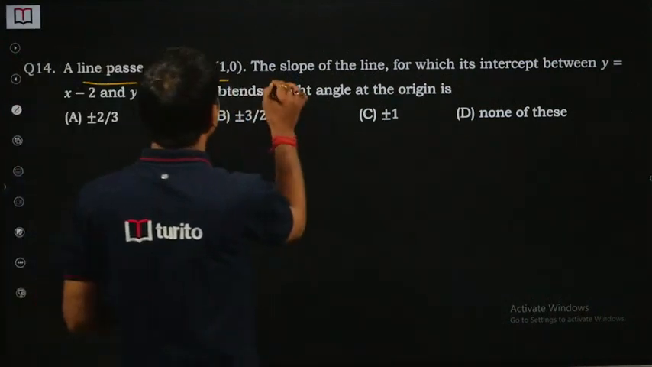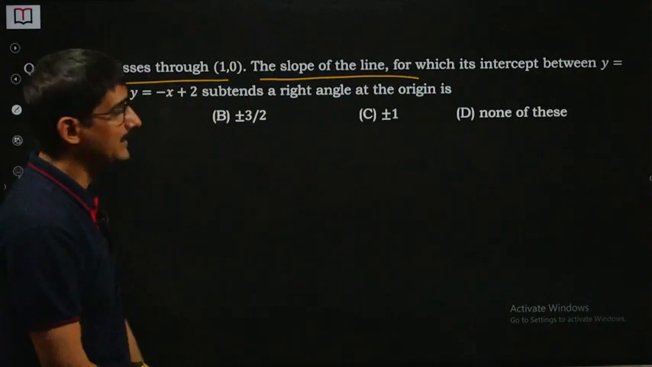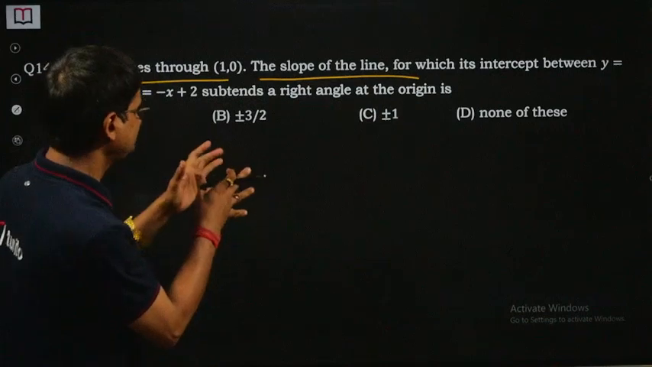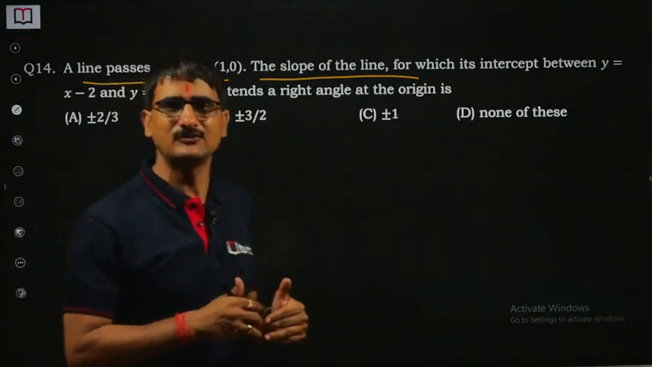A line passing through this point; find the slope of the line for which the intercept between this and this subtends a right angle at the origin. Here again, what I did, I used homogenization. We use homogenization for a second degree curve.